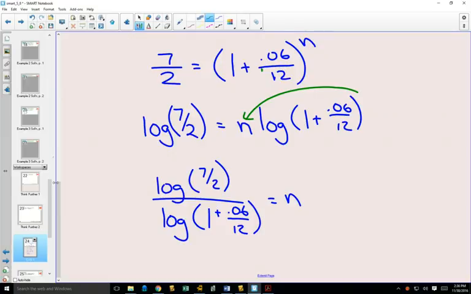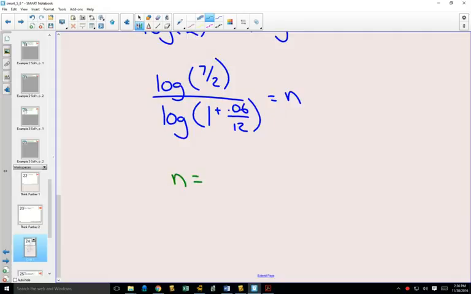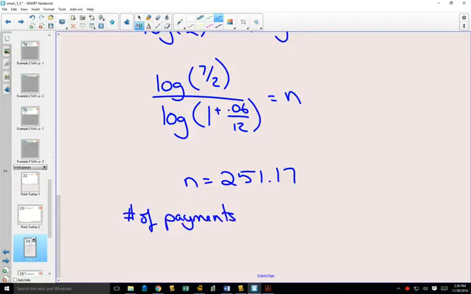n is 251.17. Now that 251.17, n is the number of payments. And the question was asking how many monthly payments, how many monthly investments would you have to do? And since you're making payments per month, you would have to make 251.17 or 252, because the last payment would just be a little bit smaller.